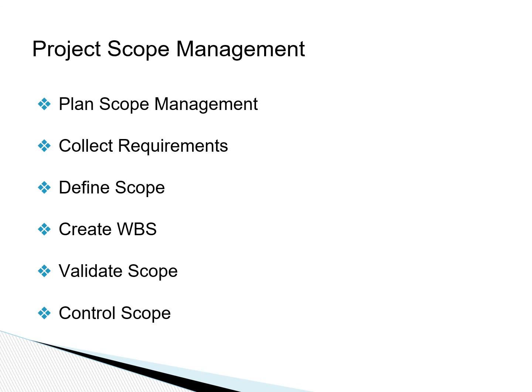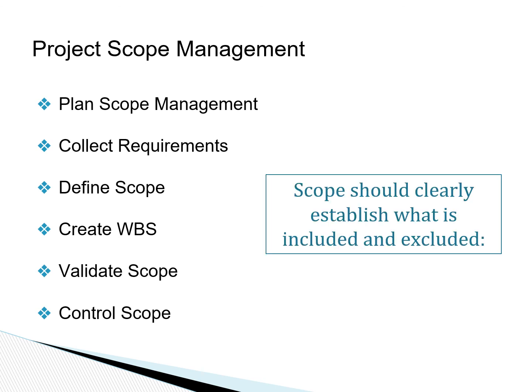Scope management is one of the key project management processes. It involves collecting requirements, defining scope, breaking down the scope into a work breakdown structure, WBS, validating the scope, and controlling it during the execution. Fundamentally, scope should clearly establish what is included in the scope of the project, and as importantly, what is not included in the scope.